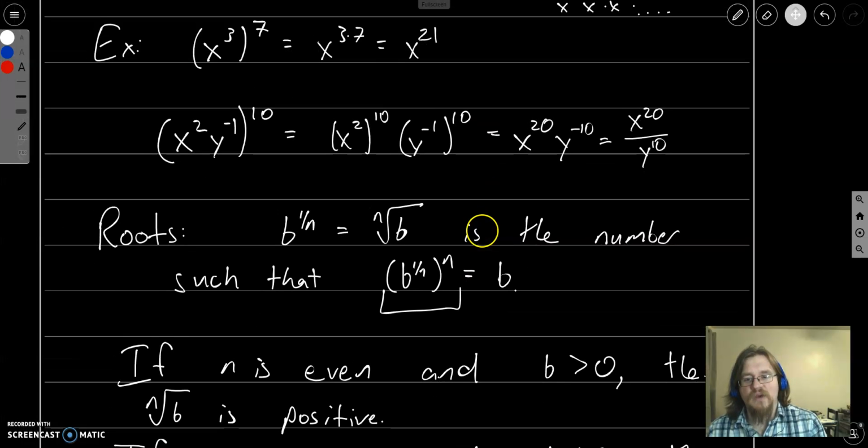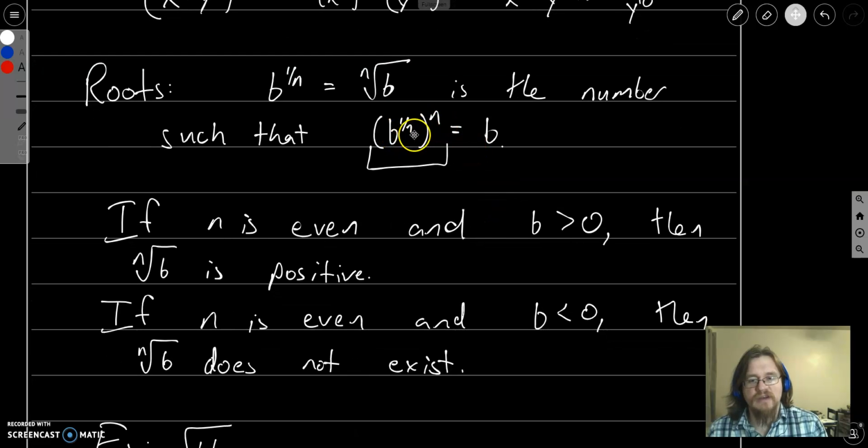So when you take b to the 1 over n to the nth power, well, 1 over n times n is just 1. So everything cancels out here. So b to the 1 over n to the n is just going to be b itself.